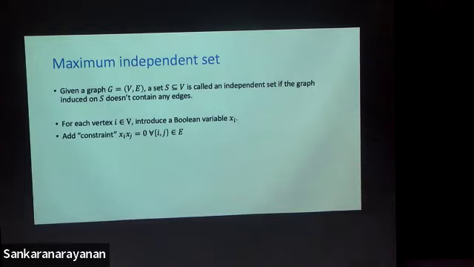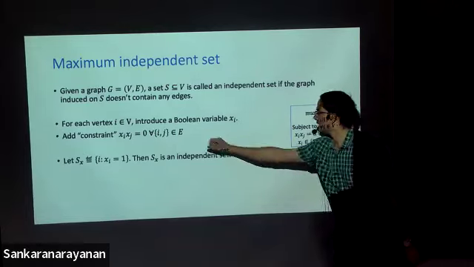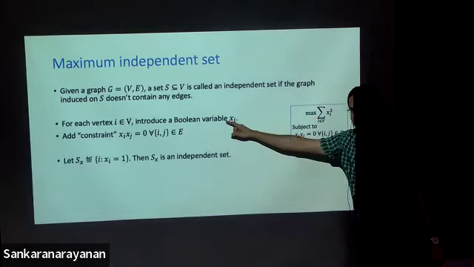And since you want to compute the largest independent set, we would like to maximize this value, the summation of xi squared, subject to these constraints, that xi xj is equal to 0, what we said here, and that the xi's can only take Boolean values.